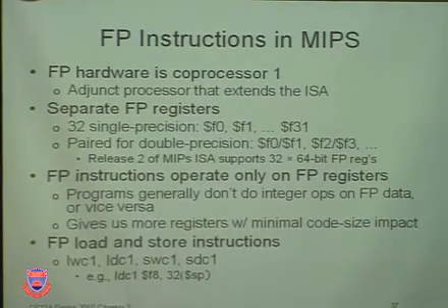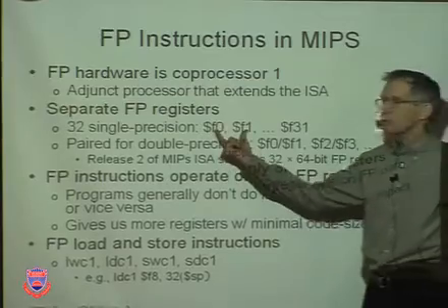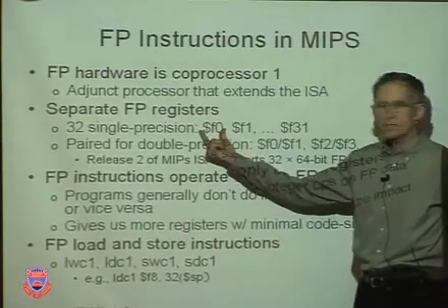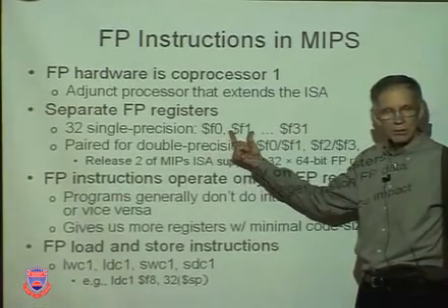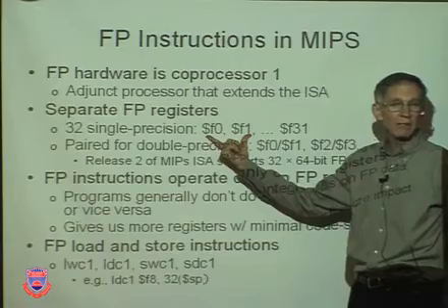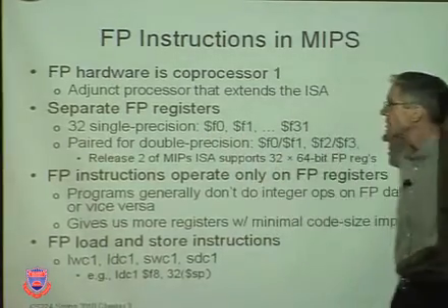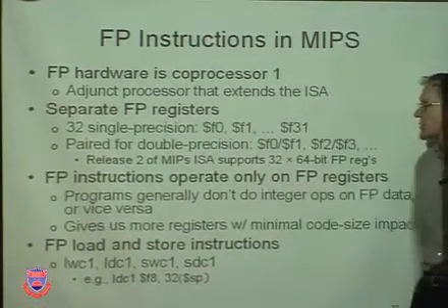Well, what if you want to have a double precision number? Then you take two of them and pair them. And the highest 32 bits will be here, and the lowest 32 bits will be here, and now you have a 64-bit value stored over two registers. You pair them for double precision, as we said.